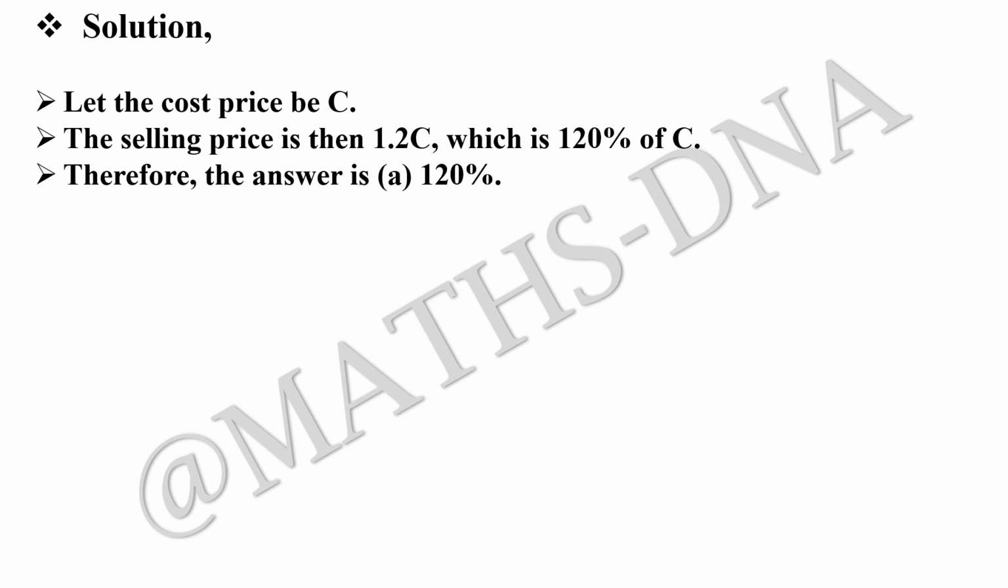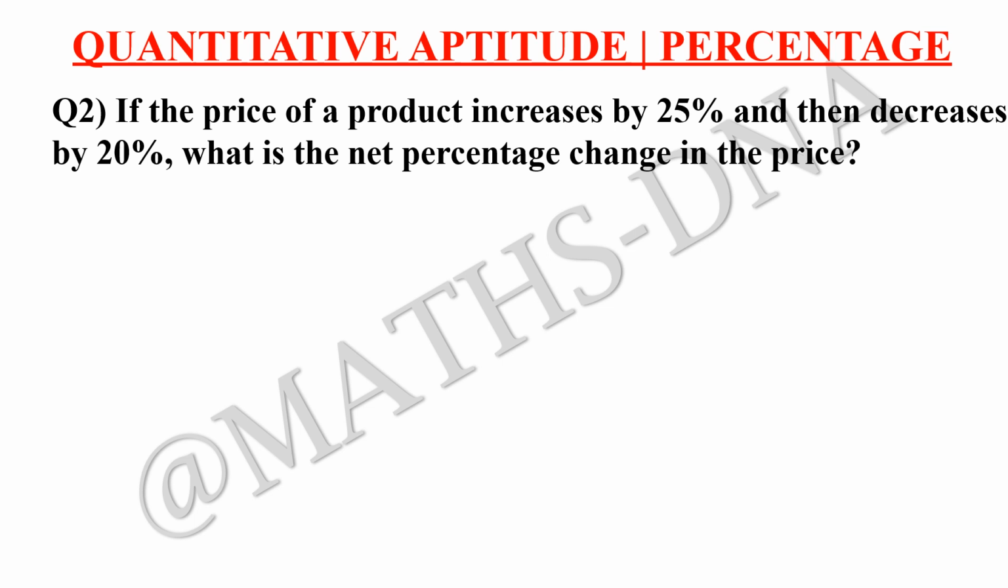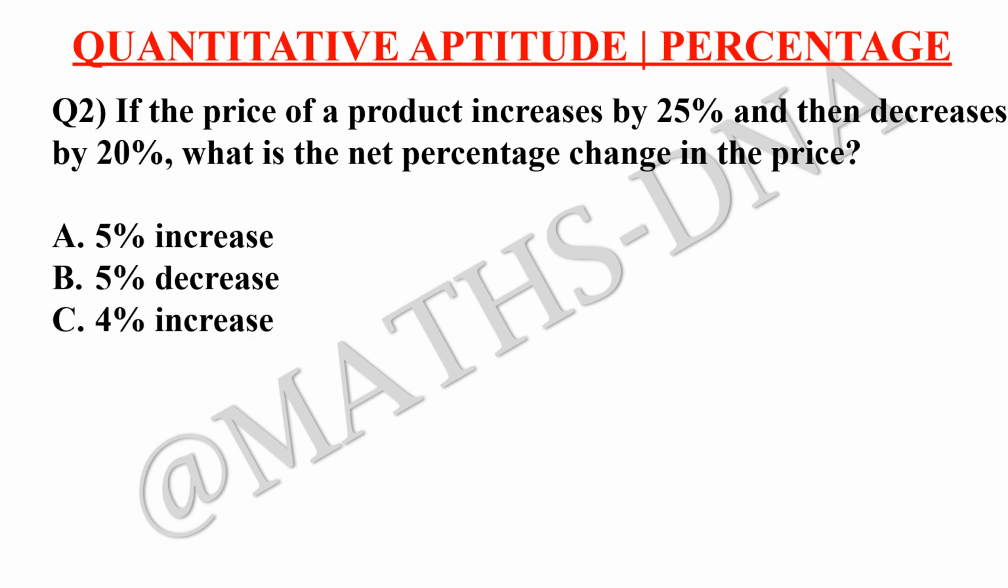Now, increasing the difficulty of the questions, moving on to the second one. The second is, if the price of a product increases by 25% and then decreases by 20%, what is the net percentage change in the price? I repeat the question. If the price of a product increases by 25% and then decreases by 20%, what is the percentage change in the price? The options are A 5% increase, B 5% decrease, C 4% decrease, and D no change.